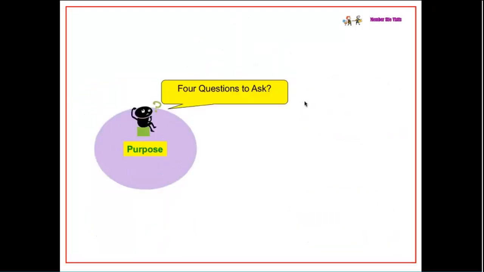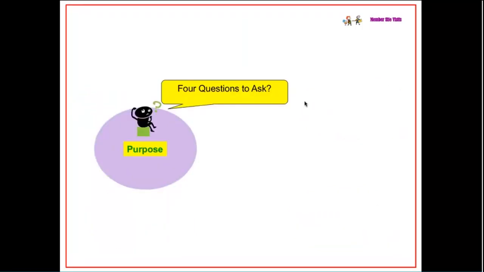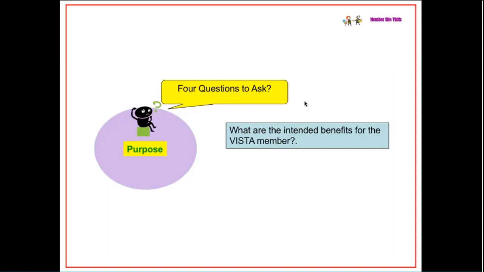Purpose. There are 4 questions we need to ask ourselves before we do a site visit to really bring clarity to why we are doing that. Because sometimes your VAD might say that you are required to do a certain number of site visits during the year, or your supervisor might ask you, hey, I want you to do a member site visit. That is only an invitation. But what is the real rationale behind it? What is the real purpose? So 4 simple questions to ask ourselves.